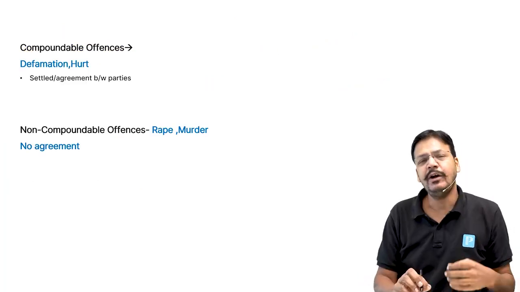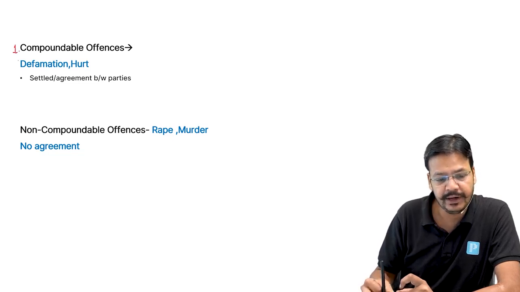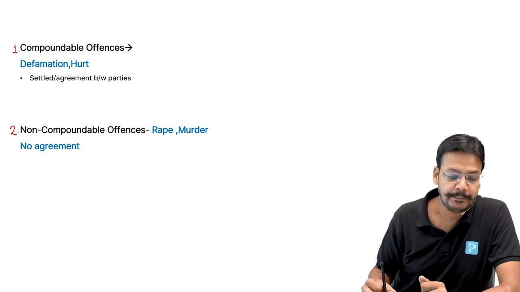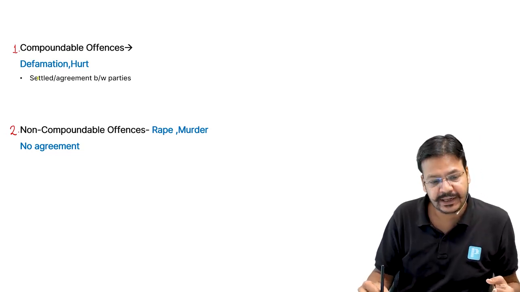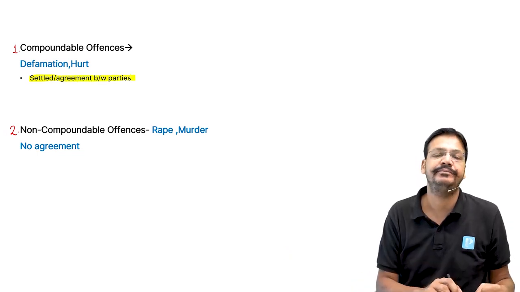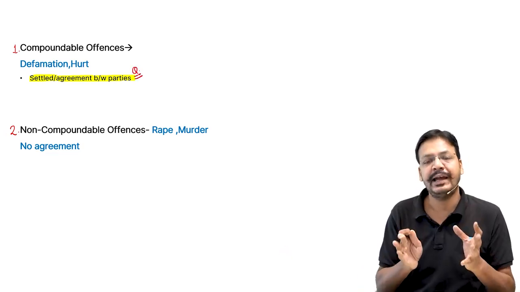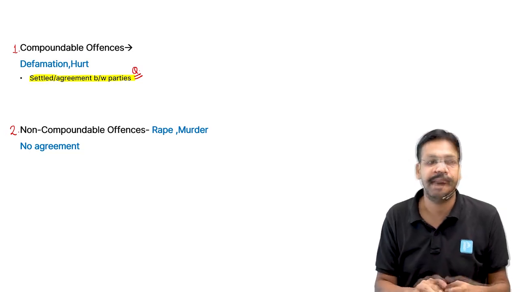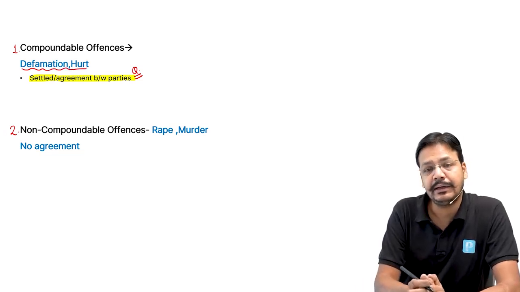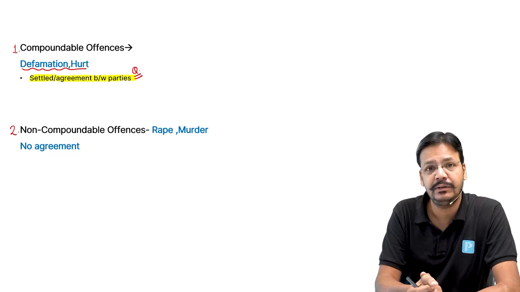Very, very important. Now, sir, the next category we are coming to is compoundable or non-compoundable offenses. What is the meaning of compoundable? Any offense which can be settled, which can get agreement between two parties. Examples of compoundable offenses are defamation case or hurt case. A simple hurt case can be settled outside the court.